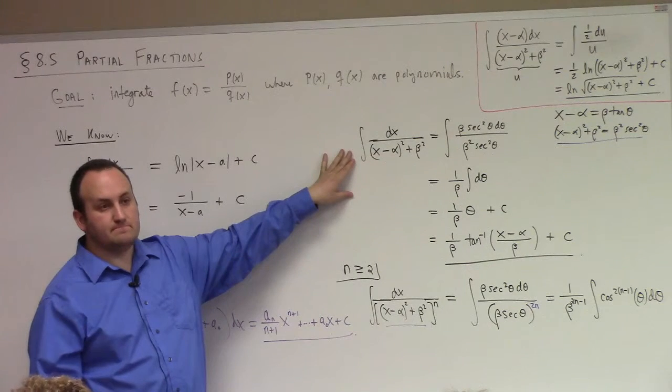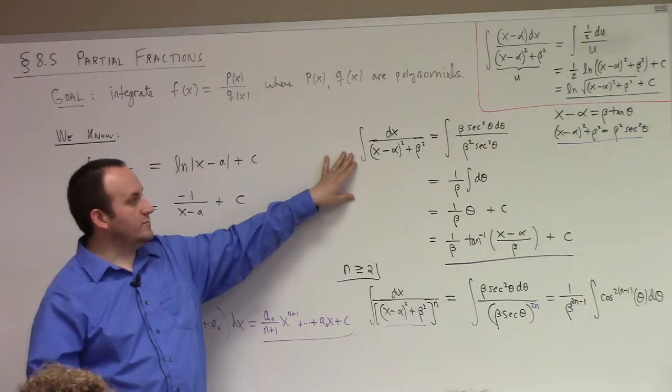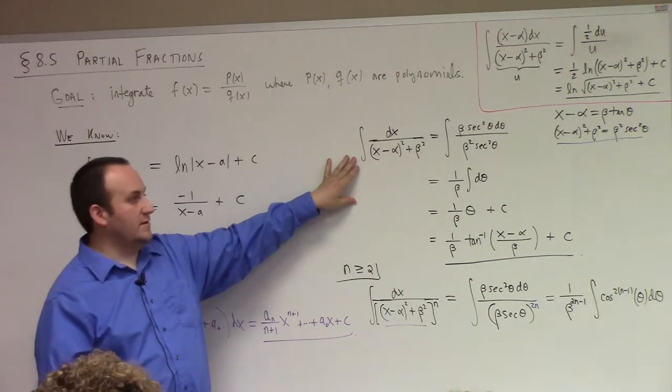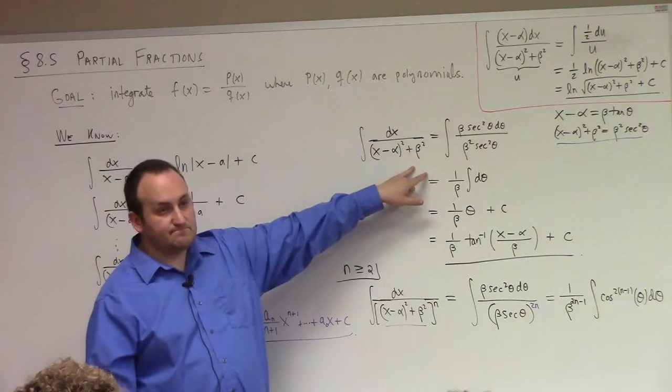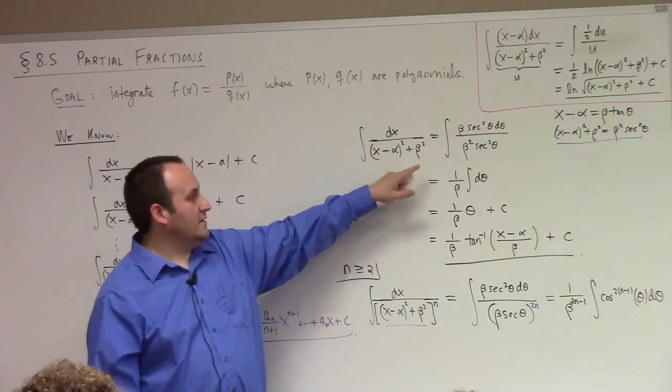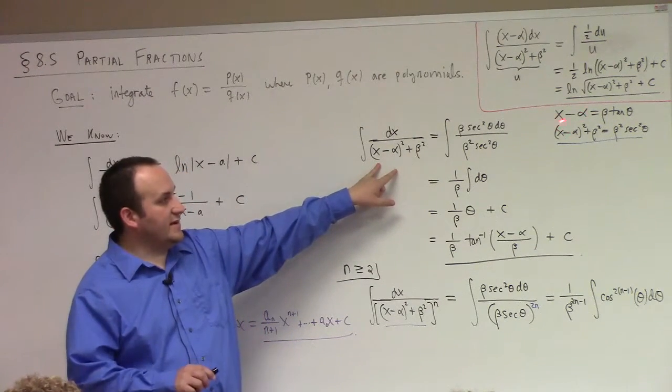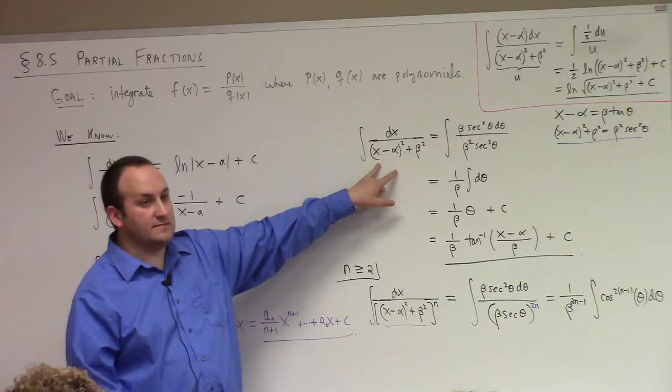Yes, sir? I don't mean to be a slow man, but can you start from the beginning one more time, please? Here? Yeah. So how do we do this integral? Basically with trig substitution, right? I have a sum of squares, which means I can use a tangent substitution. So I set x minus alpha equal to beta tangent theta.